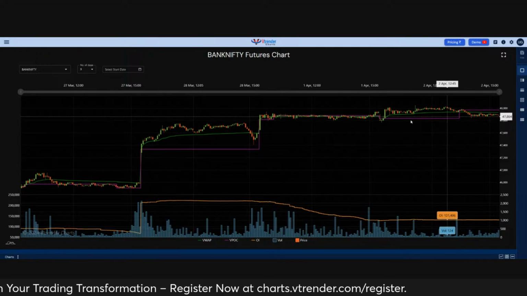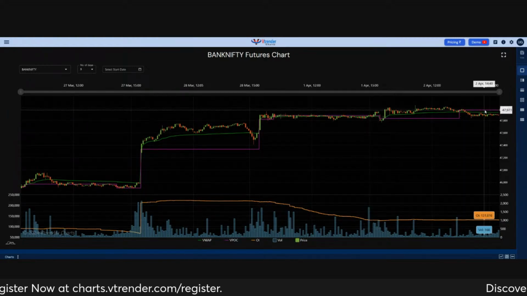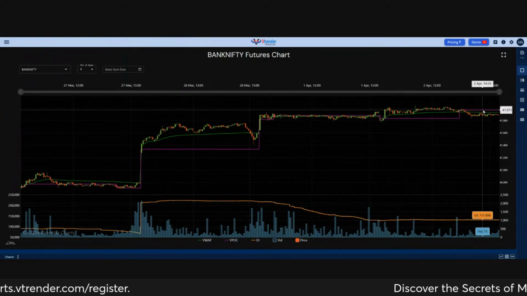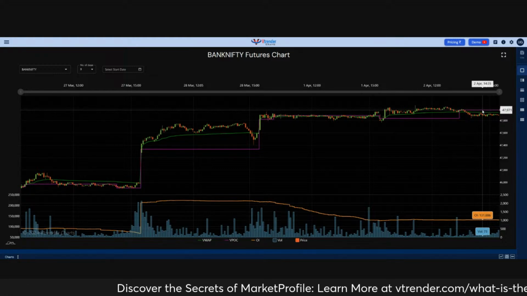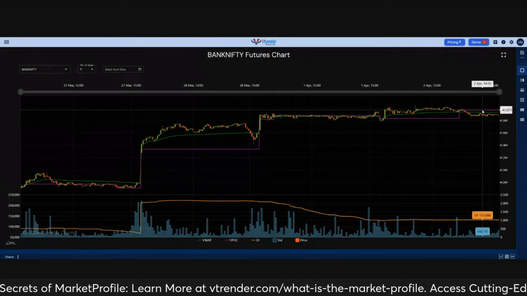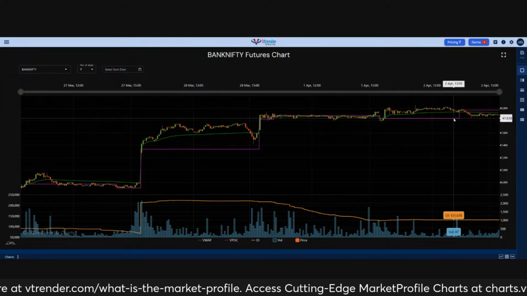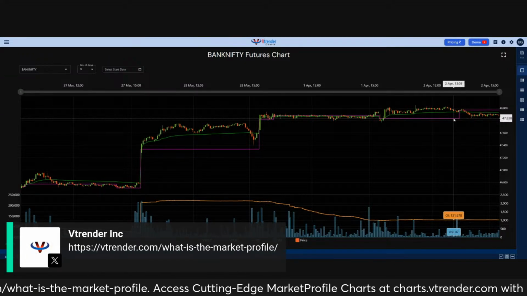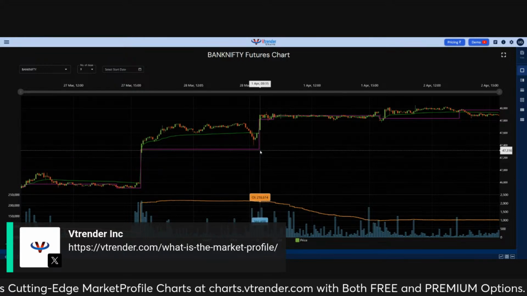And here we can see this 2-day POC is almost overlapping. Into the close, the POC seems to have shifted to 47,970, which would be the reference for tomorrow's open in Bank Nifty futures. So 47,970 is the immediate reference, and the first support is at 47,838. A break of this 47,838 tomorrow can bring a test of this lower POC of 47,337.